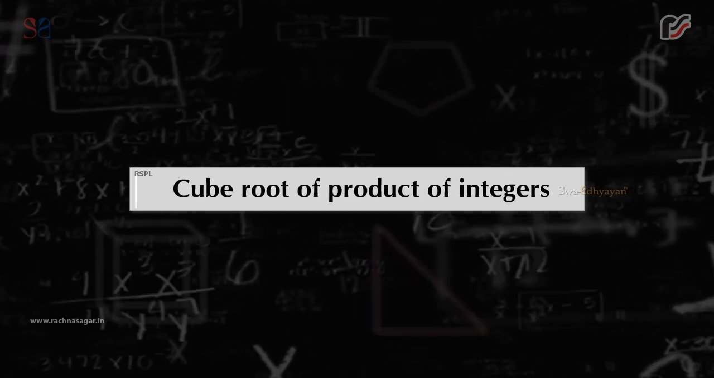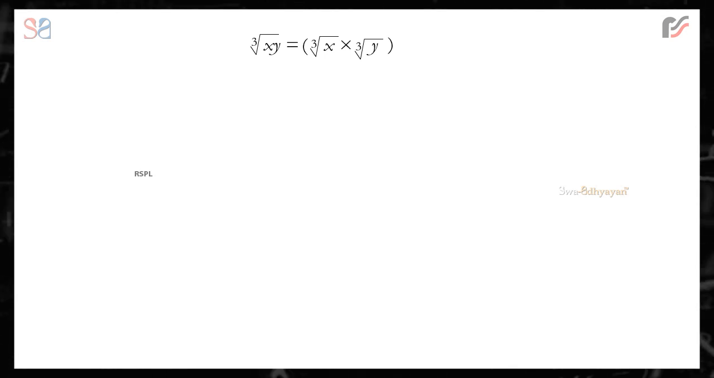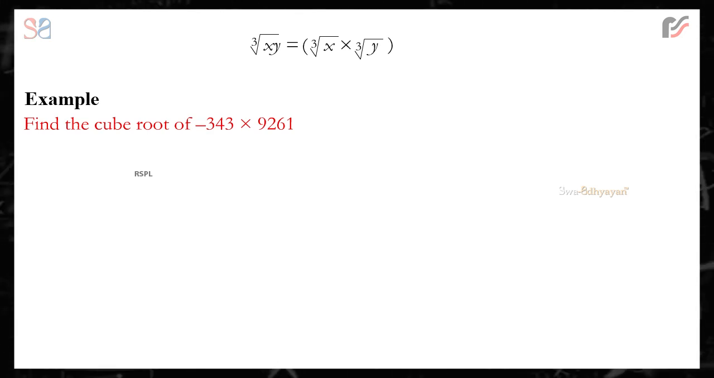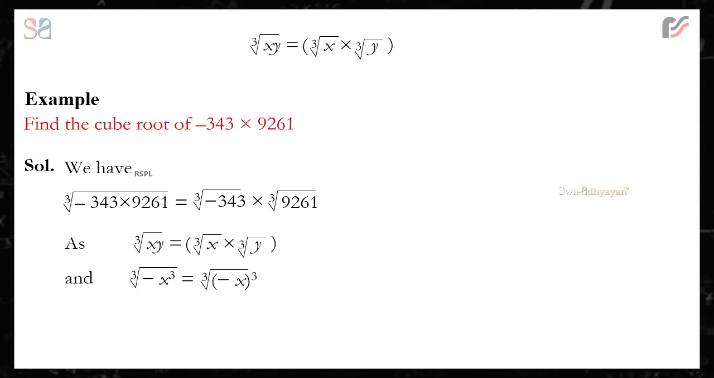Cube root of product of integers. Cube root of xy is equal to cube root of x into cube root of y. Example. Find the cube root of minus 343 into 9261. Solution. We have cube root of minus 343 into 9261, which is equal to cube root of minus 343 into cube root of 9261, as cube root of xy is equal to cube root of x into cube root of y, and cube root of minus x cube is equal to cube root of minus x whole cube.